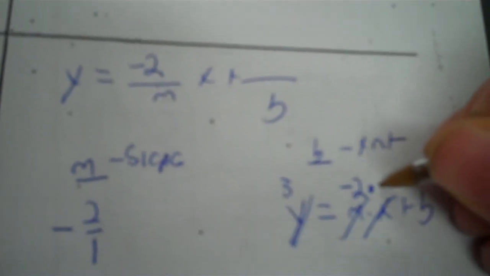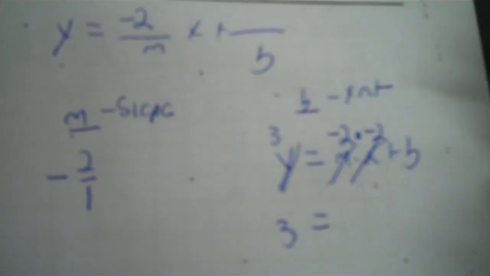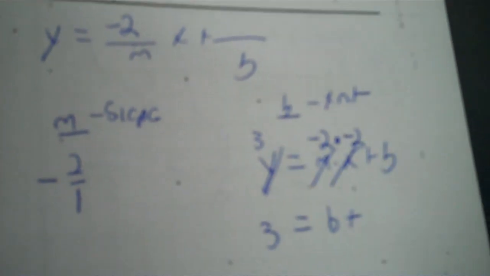Negative 2. Then 3 is y. Negative 2 is x. So 3 equals negative 2 times negative 2 plus b. Negative 2 times negative 2 is 4. Okay, then you subtract 4 from both sides, and you end up with negative 1. Y equals negative 2x plus negative 1.